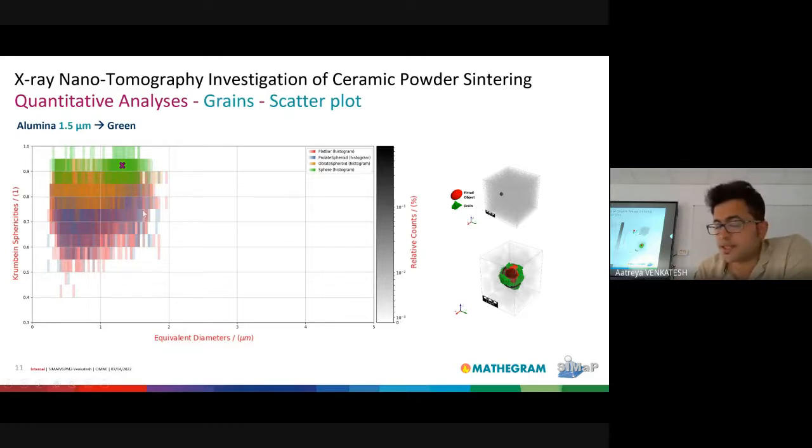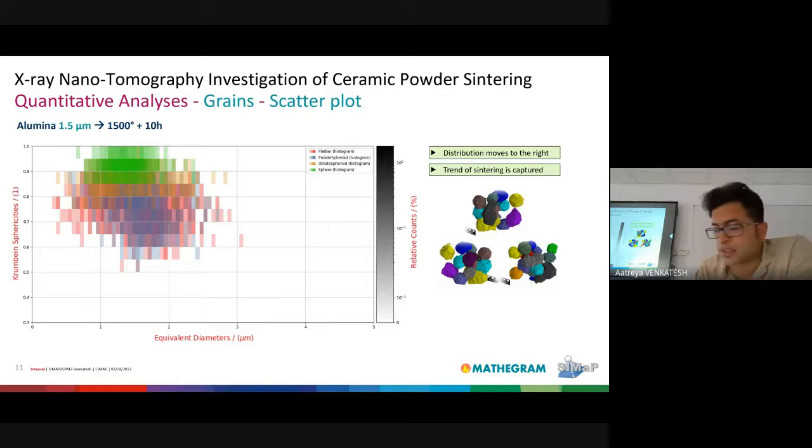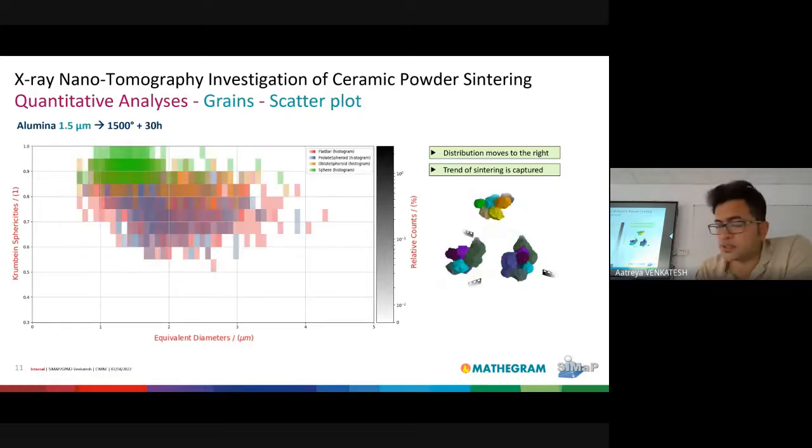Now, with increase in the sinter time, the distribution moves to the right. This is how it looks after 1 hour of sintering. Also, please note some of the snapshots of the segmented results here on the right. And the scatter plots then look like this after 10 hours, and finally like this after 30 hours of sintering, thus capturing the trend of sintering. Also, if you could notice, the number of grains is reducing over time.